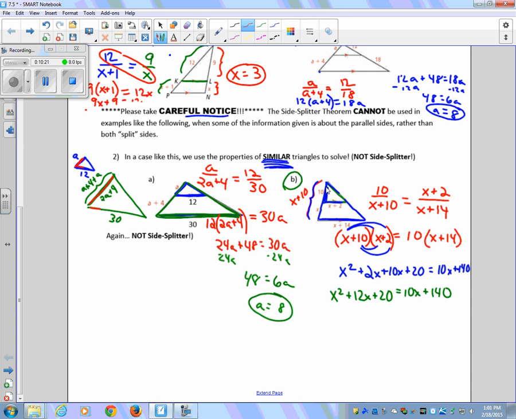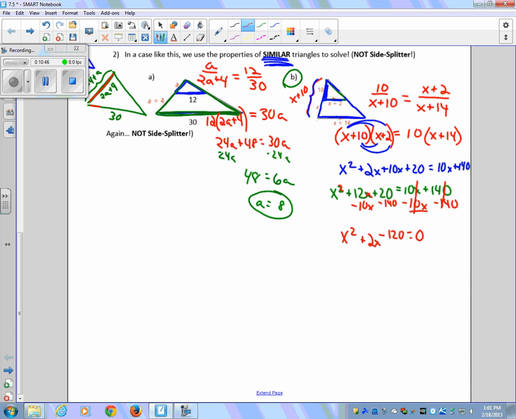When we have an x squared term and x terms, we have to get everything on one side and set it equal to 0 on the other side. So we're going to subtract 10x from both sides and get x squared plus 2x, and subtract 140 from both sides and get negative 120 equals 0. Now we have to factor this. I'm going to let you try to factor this on your own first. I'll pause the video again and then come back.